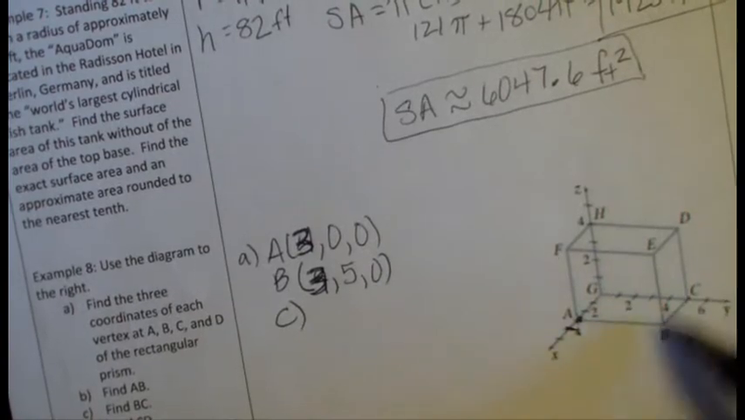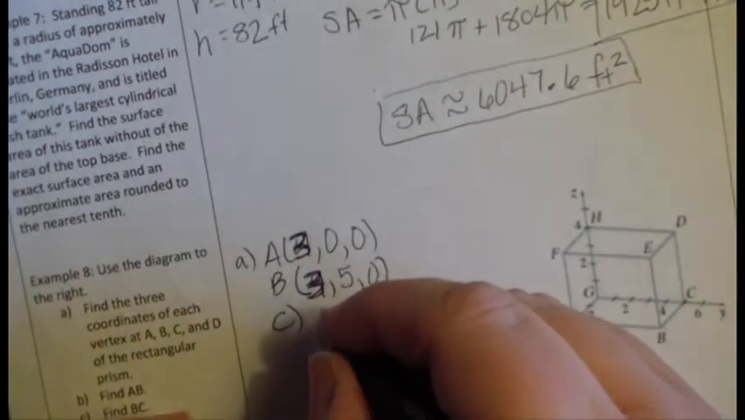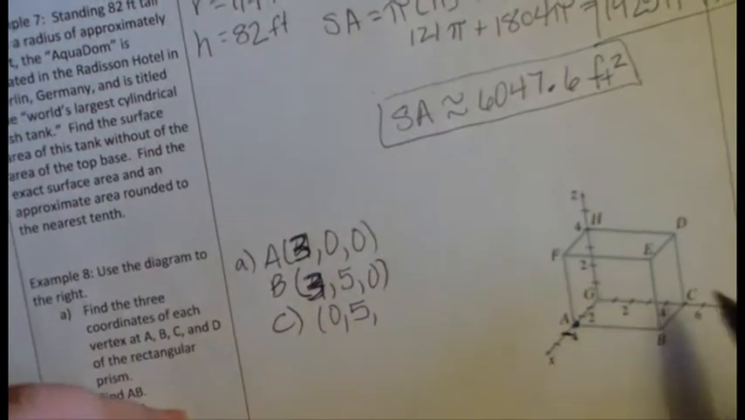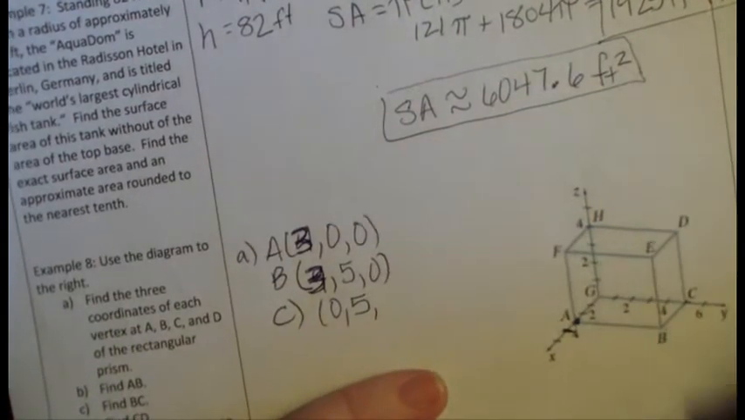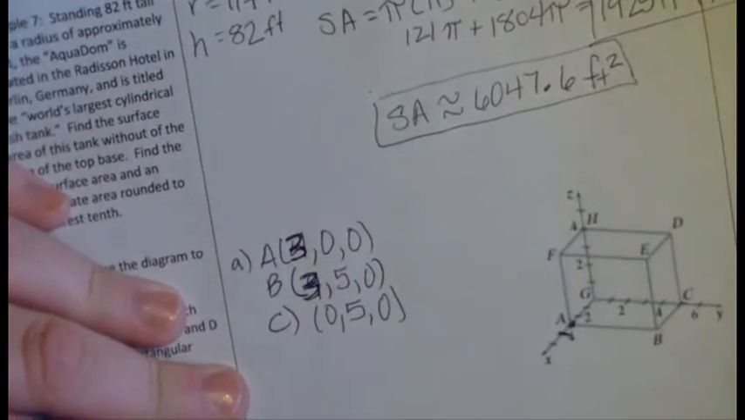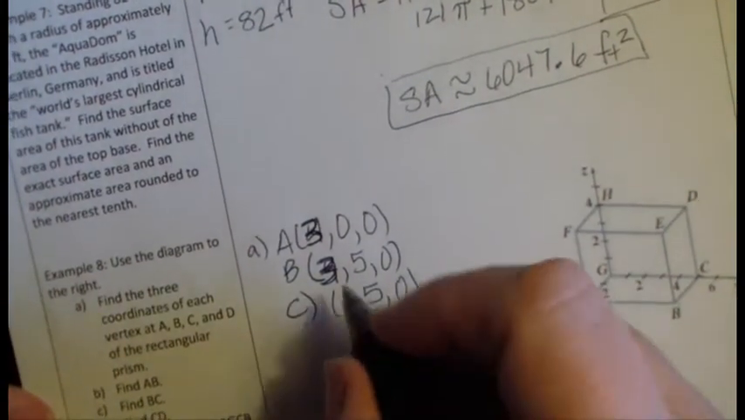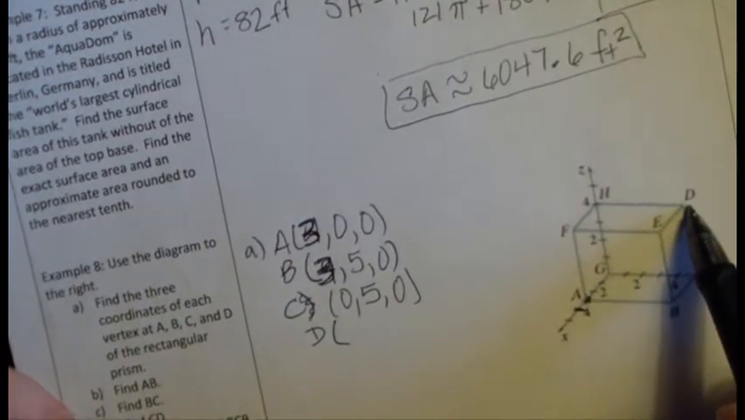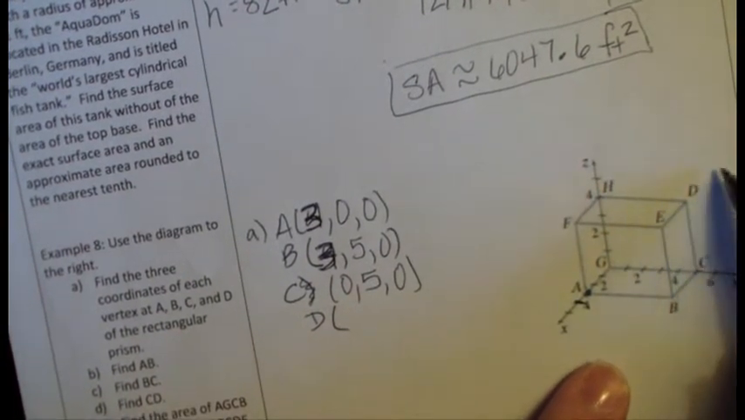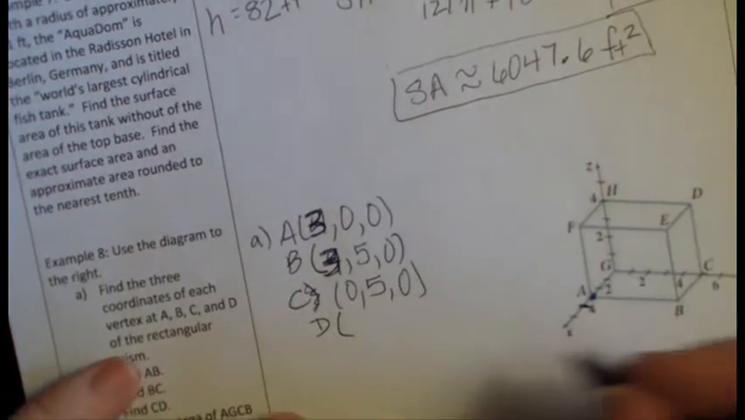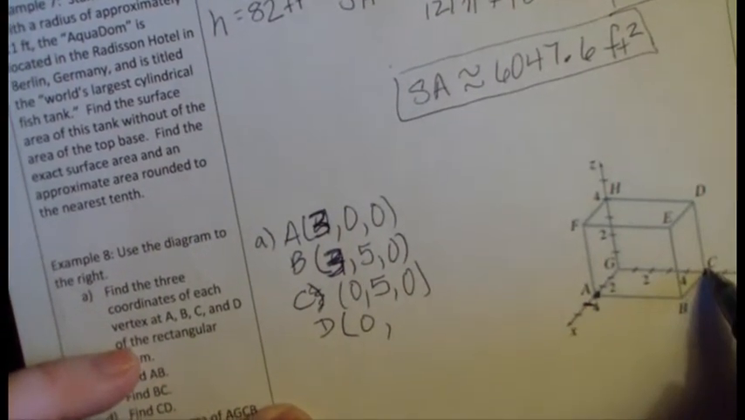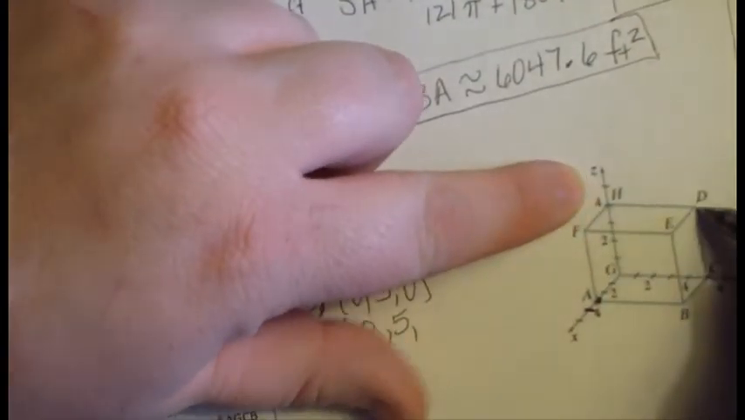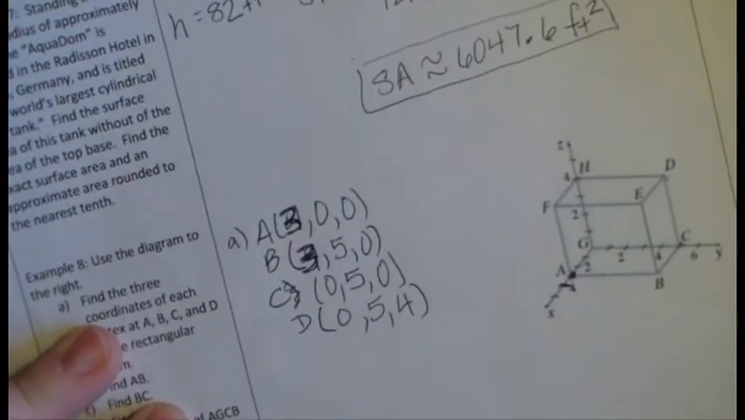We didn't go anywhere this way, so nowhere on the x-axis. We went out to 5 on the y-axis, and we didn't go vertically, so 0. So 0, 5, 0 for point C. And point D, which is up here, we didn't go this way, so 0 for x. We went out here for 5 for y, and then we went up to 4, that's that 4 right there, for z. So 0, 5, 4.